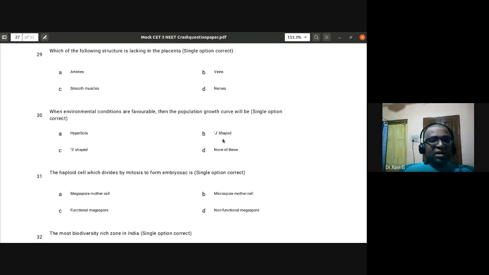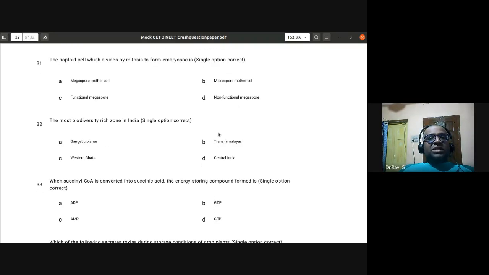30th: when environmental conditions are favorable, the population growth curve will be A, hyperbola, B, J-shaped or S-shaped, or none of these. When environmental conditions are favorable, the population growth curve will be J-shaped. So 30th is B. The haploid cells which divide by mitosis to form the embryo sac: is it megaspore mother cell, microspore mother cell, functional megaspore, or non-functional megaspore? So the 31st answer is C, the functional megaspore.